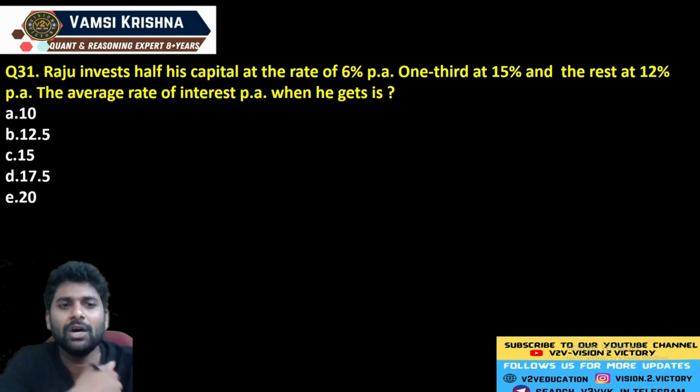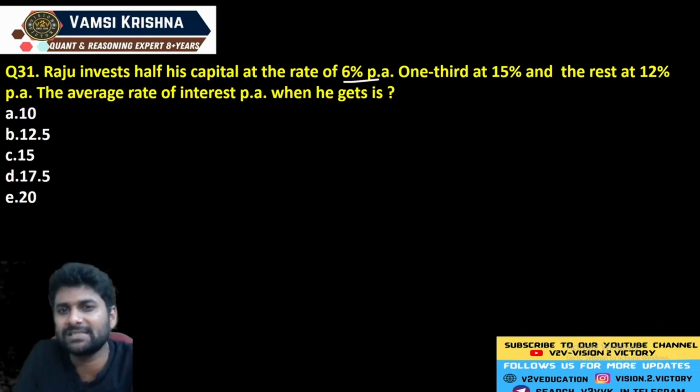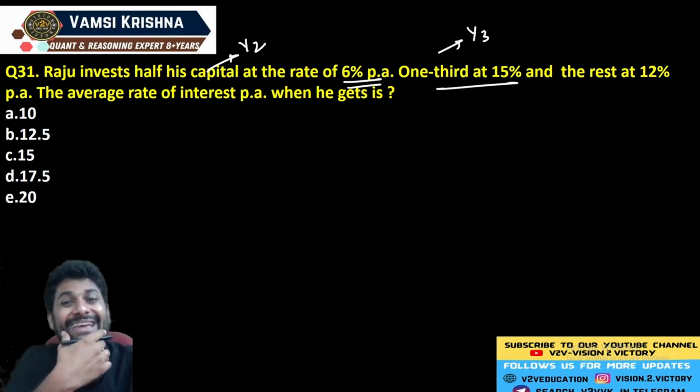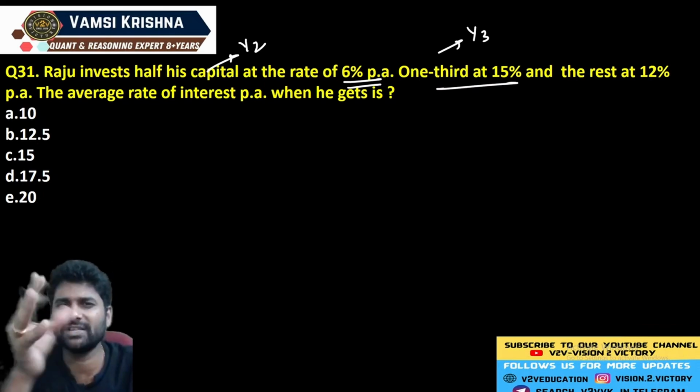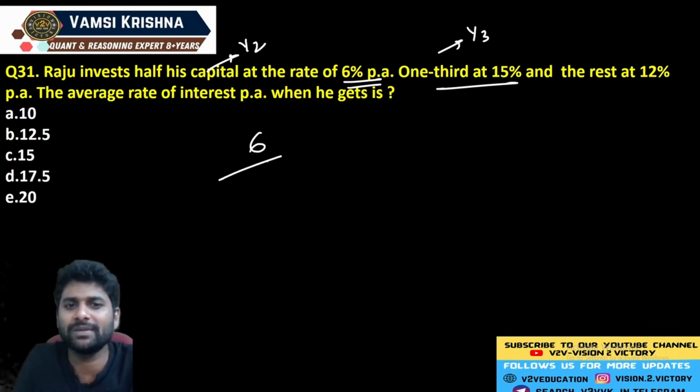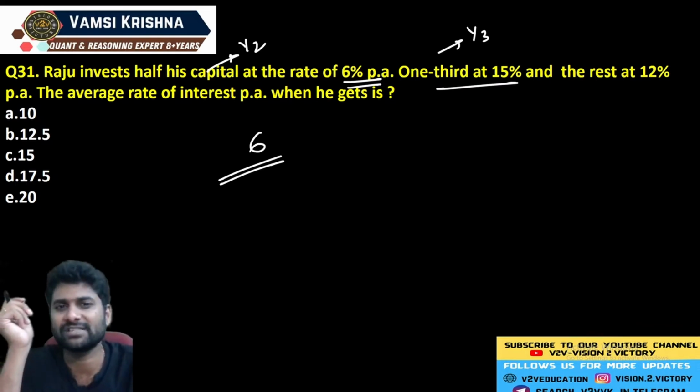Next, 31C. Raju invests half of his capital at 6% per annum, one third of capital at 15%, and the rest of the capital at 12%. What is the average interest per annum? My question, guys, observe the denominators. One denominator is 2, another is 3, and the remaining is 1 minus 1 by 2 plus 1 by 3. Let us assume that I have 6 units of investment.